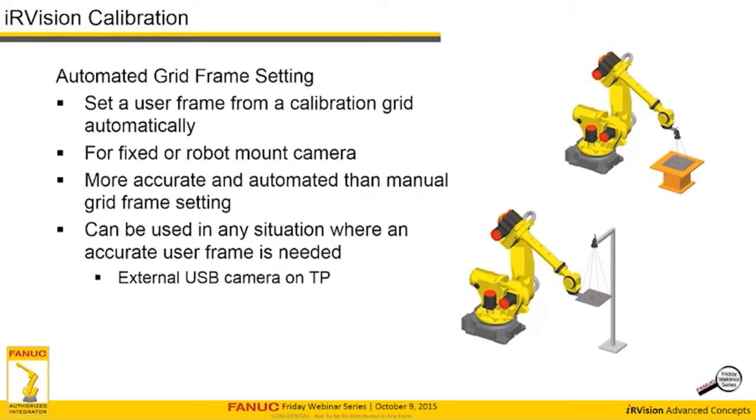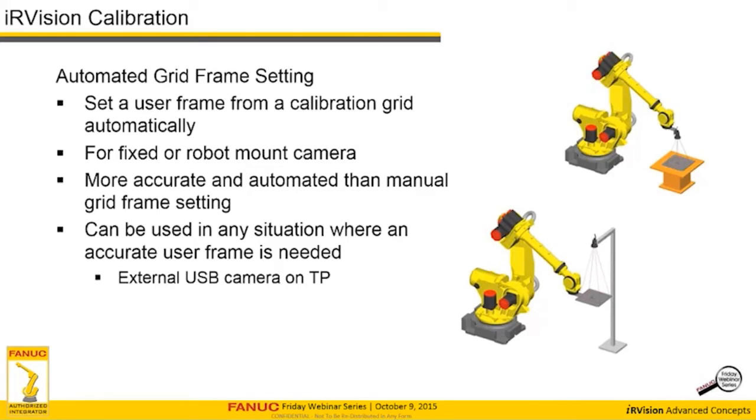First one is automated grid frame setting. It sets a user frame from a calibration grid automatically. There are only a few parameters to set, and whether it's a robot-mounted camera or a fixed-mounted camera, the robot or the grid moves in front of the camera and discovers where that grid is in space. Of course, if it's a robot-mounted camera, it delivers a user frame. If it's a fixed camera and a robot-mounted grid, it delivers a tool frame.